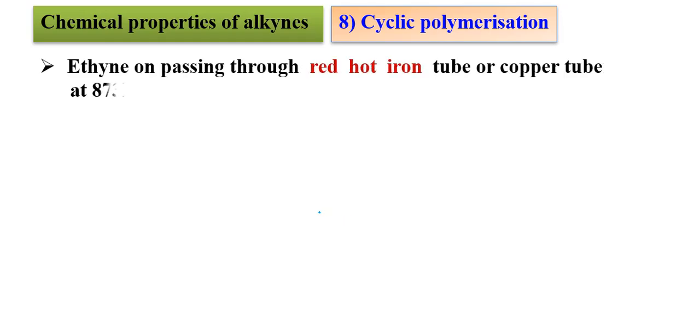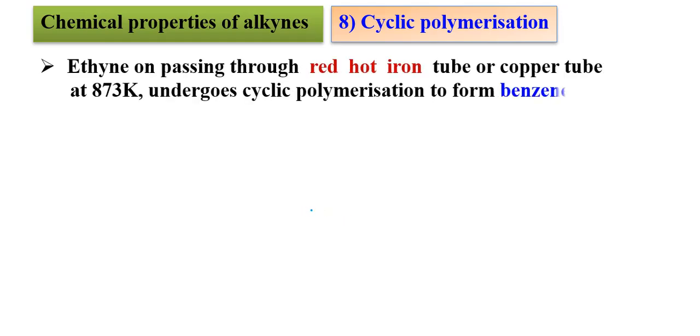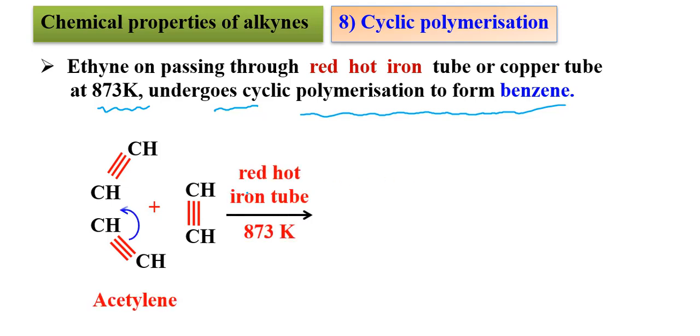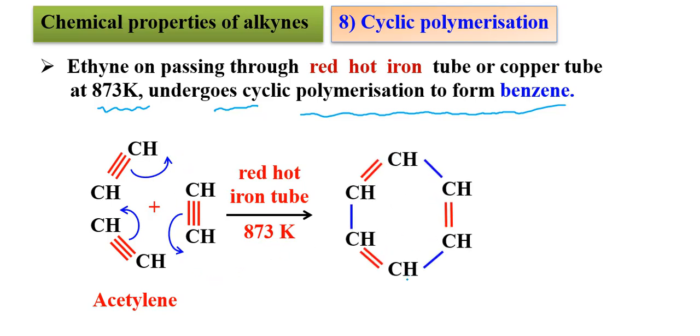Cyclic polymerization. Ethyne, on passing through a red hot iron tube or copper tube at 873 Kelvin, undergoes cyclic polymerization to form benzene. You can see the mechanism here, a very simple mechanism. Red hot iron tube at 873 Kelvin. See that between two acetylene molecules a new bond is forming. So finally we are getting benzene by taking 3 moles of acetylene.